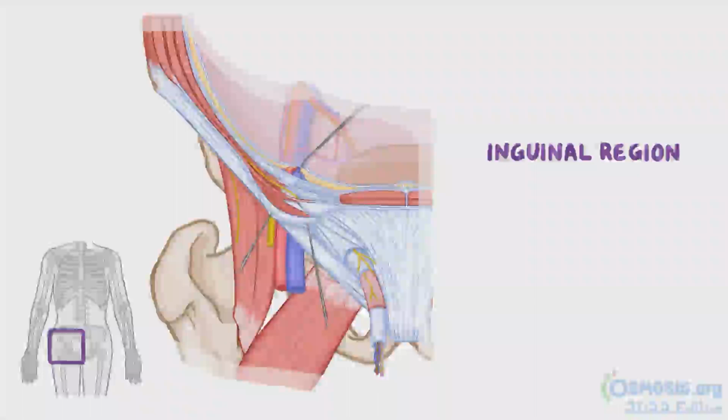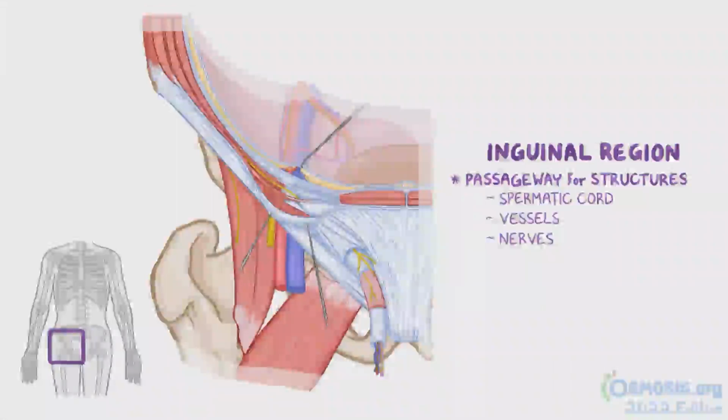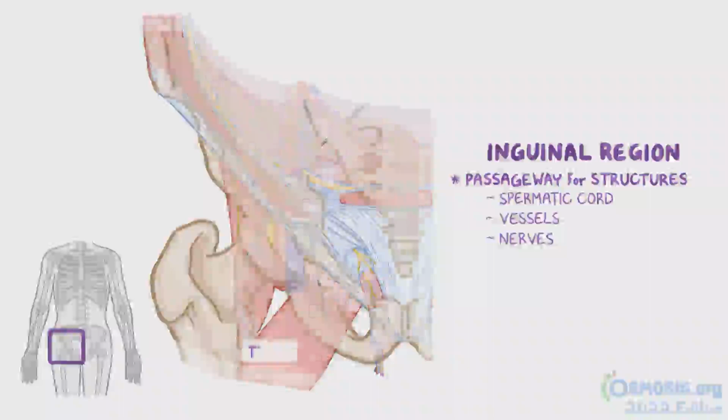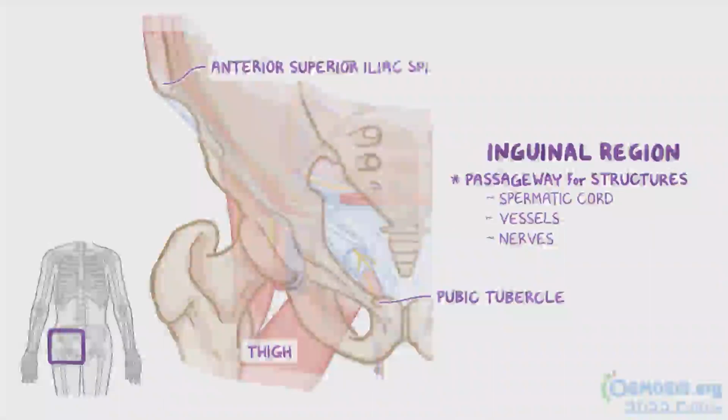The inguinal region, sometimes called the groin, is the lower part of the anterolateral abdominal wall. It's a small area of great importance, as it serves as a passageway for structures such as the spermatic cord, vessels, and nerves to enter or leave the abdominal cavity. The inguinal region is a compact space, located superior to the thigh, lateral to the pubic tubercle, and inferomedial to the anterior superior iliac spine.